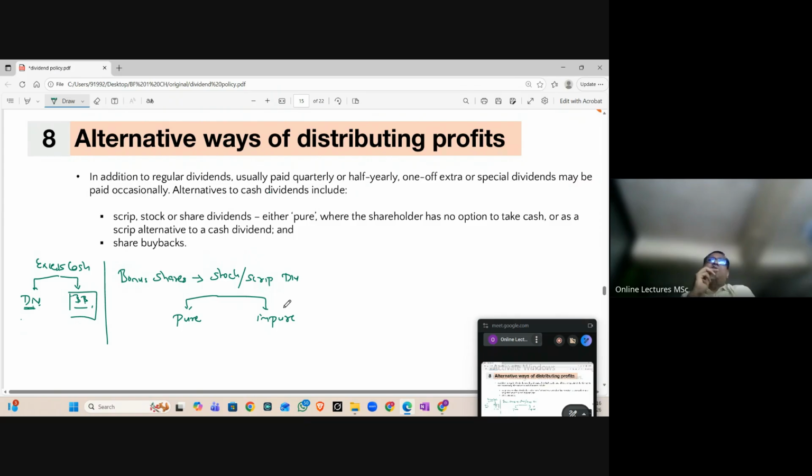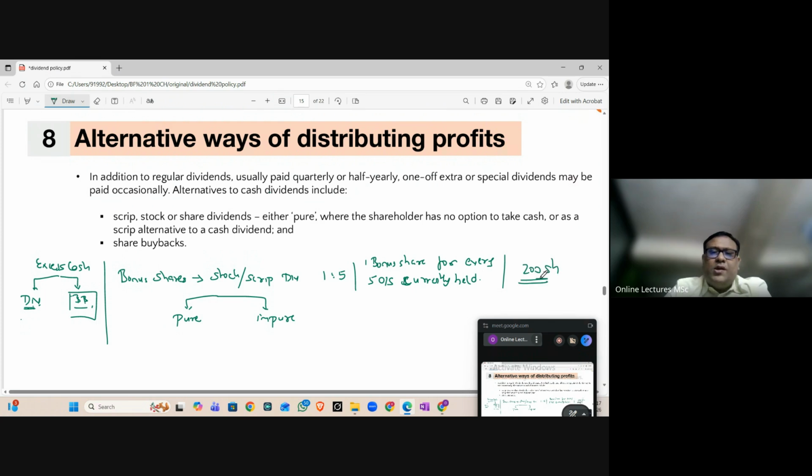So pure means, suppose the company has declared a bonus of probably 1:5, which means one bonus share for every 5 outstanding shares currently held. That's the way the company decides it. Now, suppose an investor owns 200 shares. According to 1 for 5, he will get 40 shares as bonus, as stock dividend, scrip dividend.